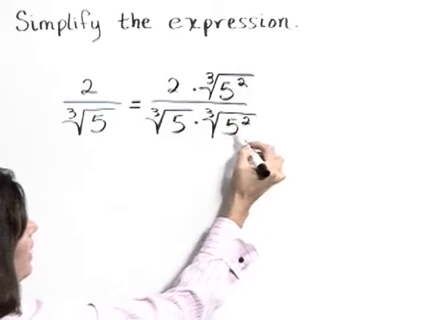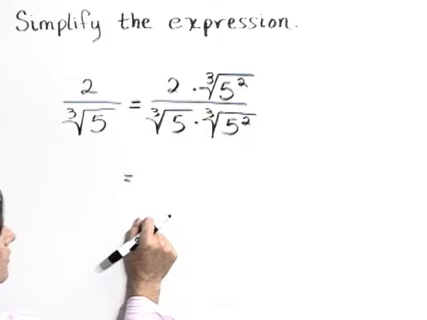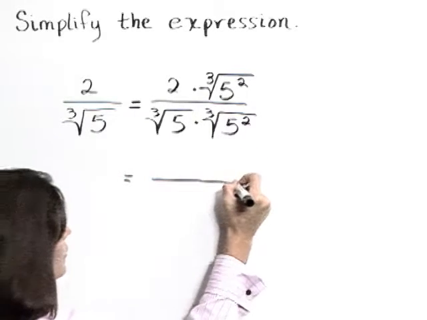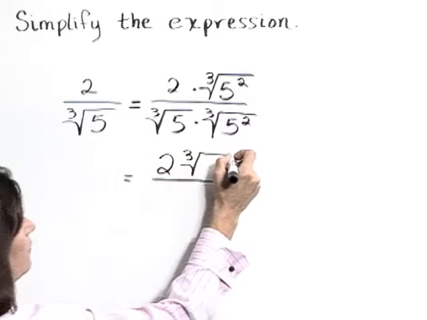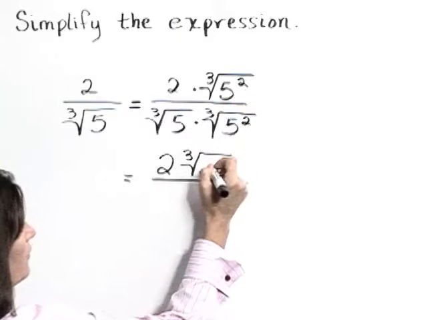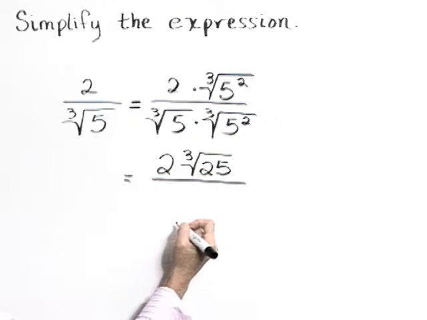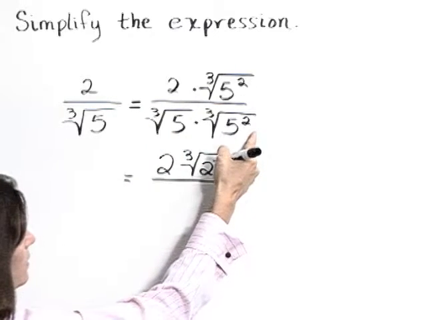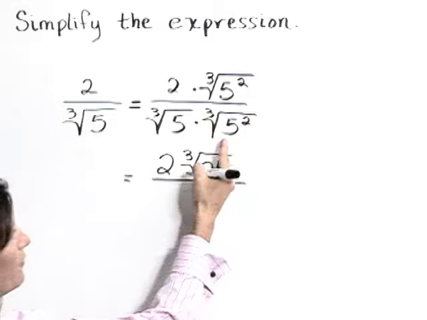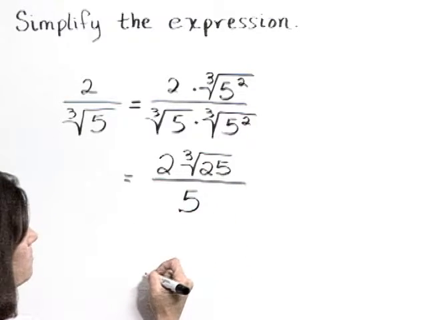Here we're just multiplying by a factor of 1, not changing the value of anything, but it will change the way it looks. Write that numerator next as 2 times the cubed root of, I'm going to go ahead and square the 5 and call that the cubed root of 25. Now in the denominator, we have the cubed root of 5 times 5 squared. That's the cubed root of 5 to the third, which takes us right back to 5.